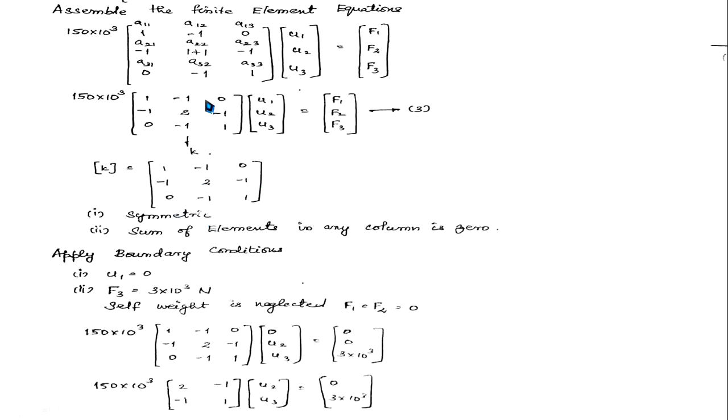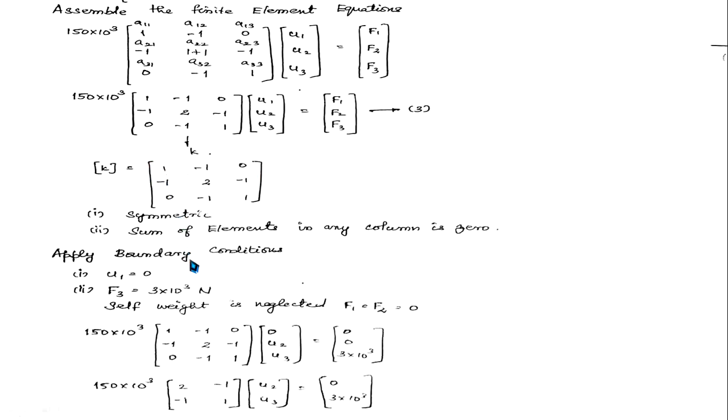After completing the K matrix, you can check whether the arrived stiffness matrix K is correct or wrong. How will you do it? Just add any row or column. If you add the first row, what happens? 1 minus 1 0, it is 0. If you add the first column, 1 minus 1 0, again it is 0. If you add the second row, minus 1 2 1, again 0. So that is how. Now this is the correct problem.